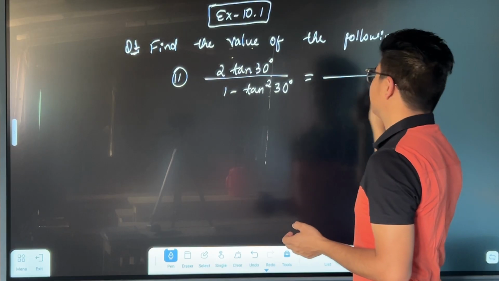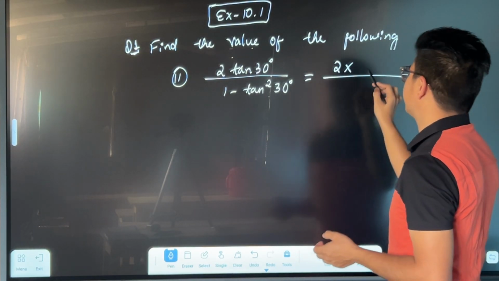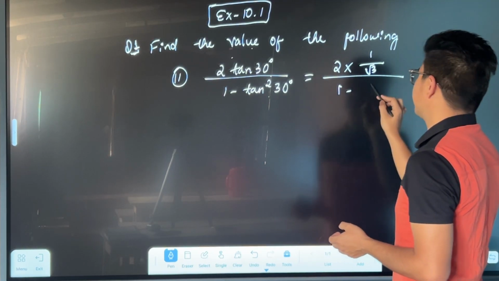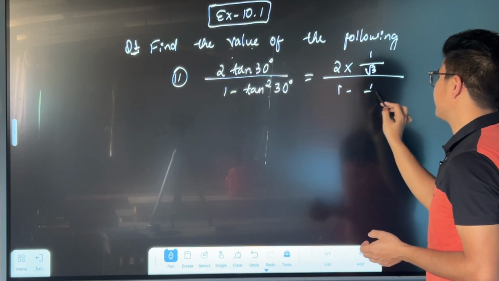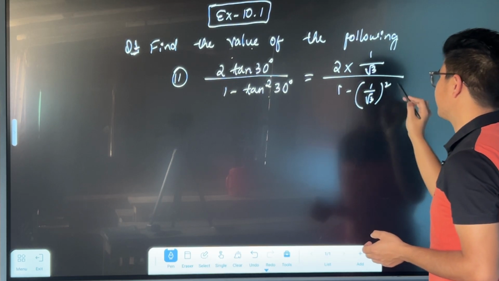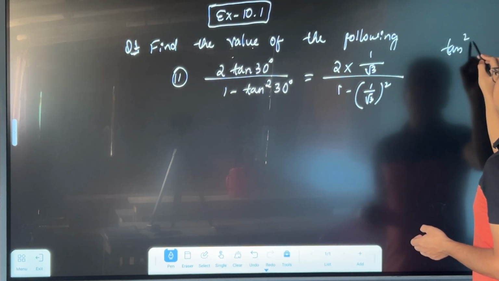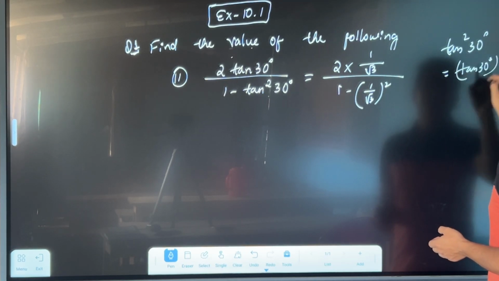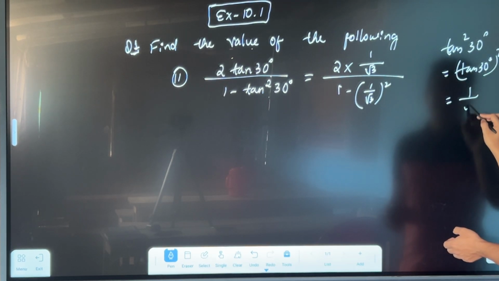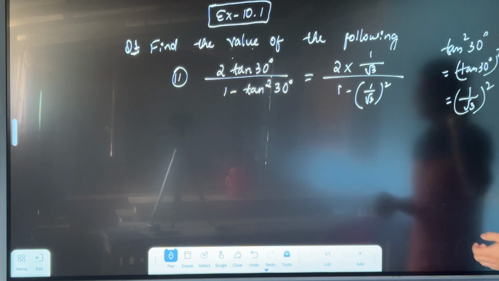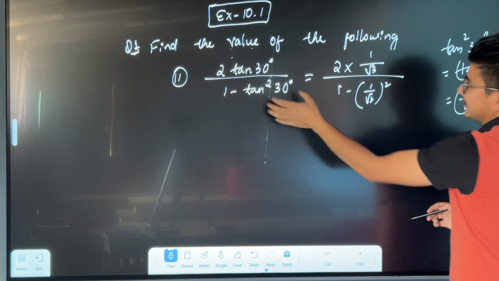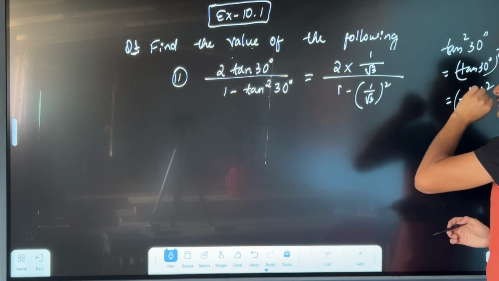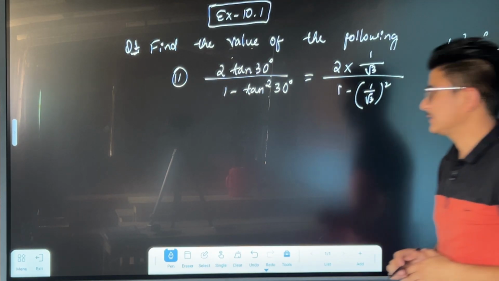Here is the Roman number 2. Simply you need to put the value: 2 into tan 30 degree, the value is 1 by root 3, then 1 minus tan square 30 degree. Tan 30 degree is 1 by root 3, then you need to do the square. Tan square 30 degree can be written as tan 30 degree whole square. So tan 30 degree value is 1 by root 3, and you write the square as it is.